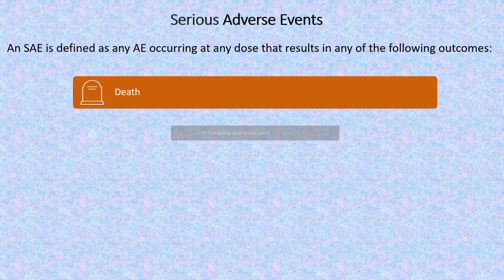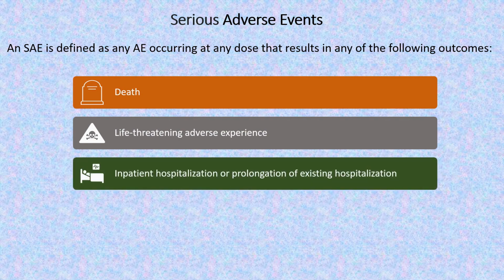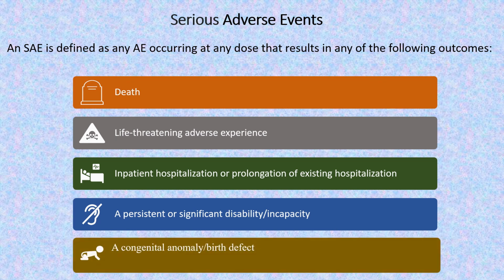Serious adverse events. A serious adverse event is defined as any adverse event occurring at any dose that results in any of the following outcomes. These could be death, life-threatening adverse experience, inpatient hospitalization or prolongation of existing hospitalization, a persistent or significant disability or incapacity, or a congenital anomaly or birth defect.